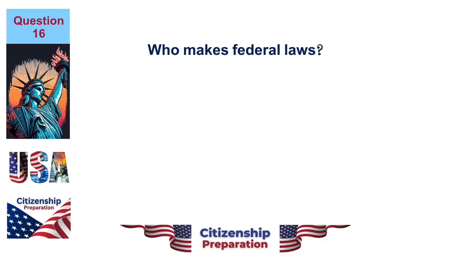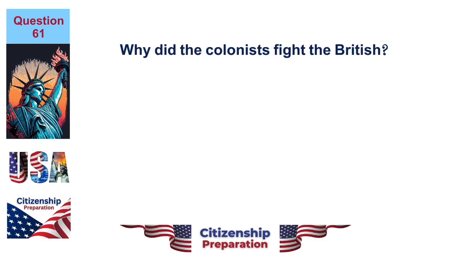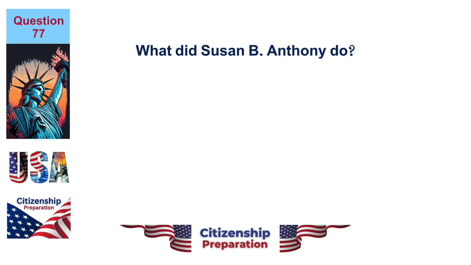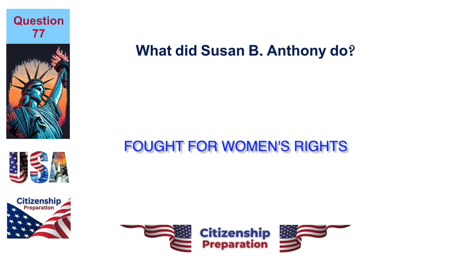Who makes federal laws? Congress. Why did the colonists fight the British? Because of high taxes. What did Susan B. Anthony do? Fought for women's rights.